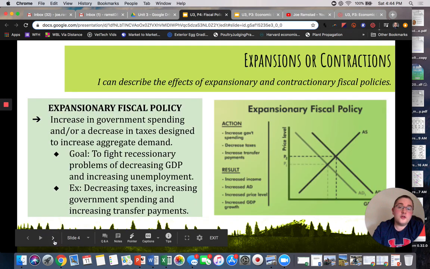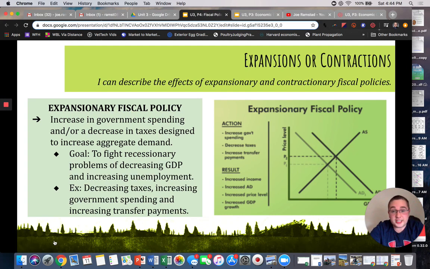Okay, so there are two key types of fiscal policies. There's expansionary and contractionary. Expansionary fiscal policy is an increase in government spending and/or a decrease in taxes designed to increase the aggregate demand. Okay, the goal is to fight recessionary problems of decreasing GDP and increasing unemployment. An example of this would be cutting or decreasing taxes, increasing government spending on goods or services, and increasing transfer payments.